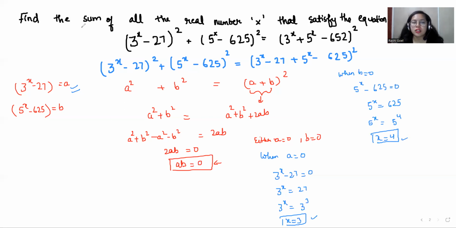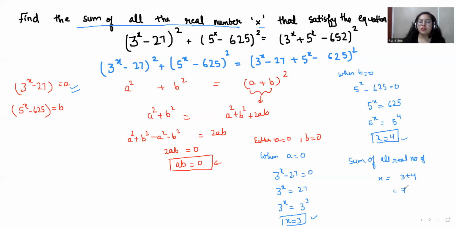And in the question they ask to find the sum of all the real number values of x. So the sum of all real number values of x is 3 plus 4, that is 7. 7 is the number that satisfies this equation.